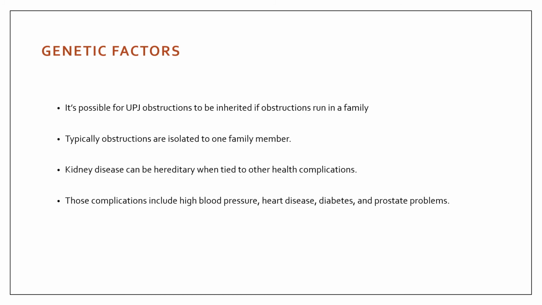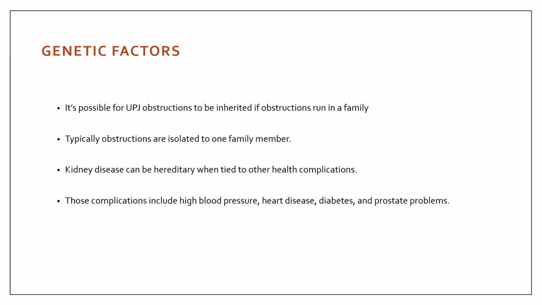UPJ obstructions are fairly uncommon to be a hereditary problem. They're typically isolated just to one family member. However, if obstructions run in the family, then it can be more common for someone to be born with a UPJ obstruction. That being said, other kidney diseases and other kidney failures are much more common to be passed down genetically.